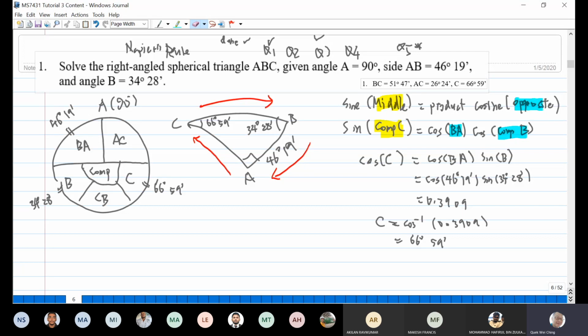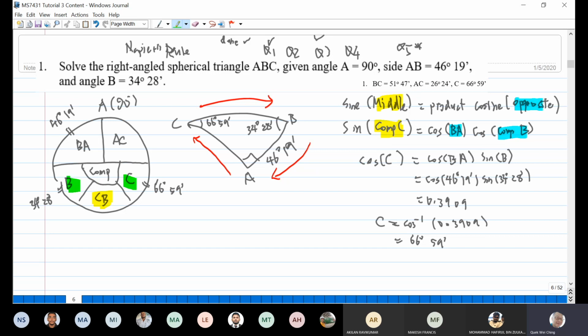We are only left with AC and BC. So let's try to find BC now. I'm going to find the middle part. BC is here. Can you use opposite? You cannot use opposite now because AC you don't know. So you can only use the adjacent. Adjacent, I use a pink color one.